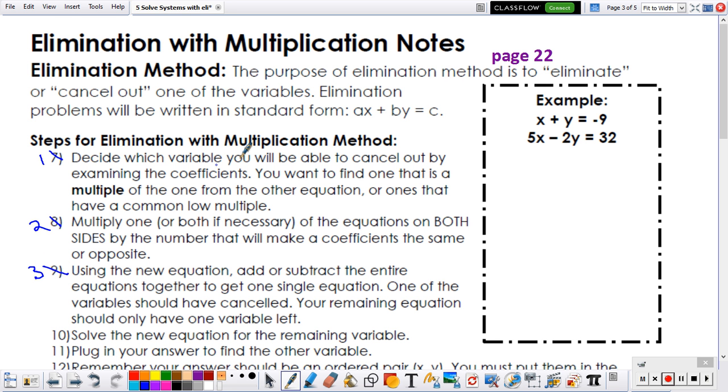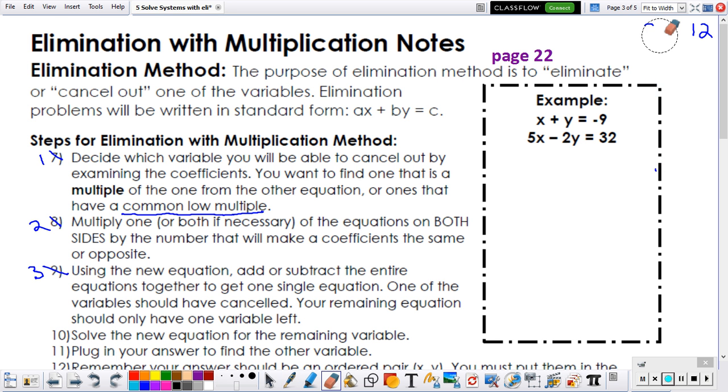It says decide which variable you will be able to cancel out by examining the coefficients. You will want to find one that is a multiple of one from the other, or ones that have a low common multiple. I want to remind you, common multiples, like if we were looking at the number 2 and the number 12. The multiples of 2 are 2, 4, 6, 8, 10, 12, and then there you go. The common multiple between them is 12.